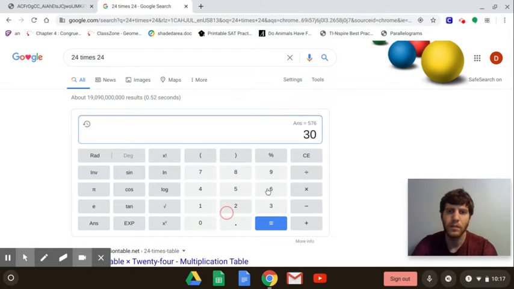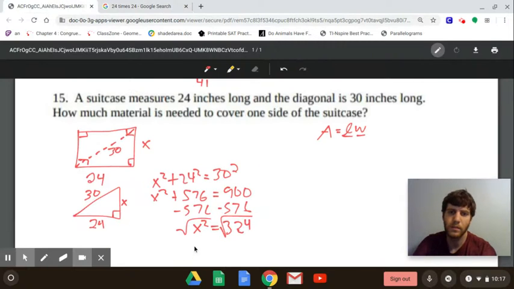So, right, 30 times 30 was 900, and we subtracted 576, and then we wanted to take the square root of that. And it was, in fact, 18. So x equals, which really is plus or minus 18, but since we're dealing with distance, you can't have a negative distance. So it's going to be positive 18. So then our length and our width are 24 and 18. So if we want to find the area of the suitcase, we're going to do 24 times 18.